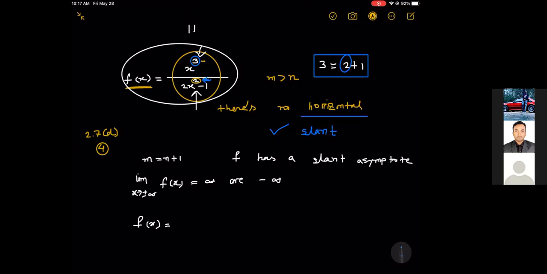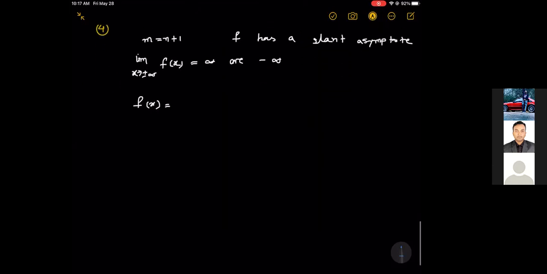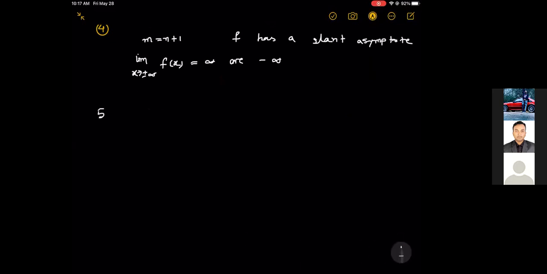Number 5 or 2.7, theorem 2.7e says how to find the vertical asymptote. Now we have finally reached the vertical asymptote, and this says in the reduced format, we just need to find the zeros of the denominator. I mean the zeros of the polynomial q.